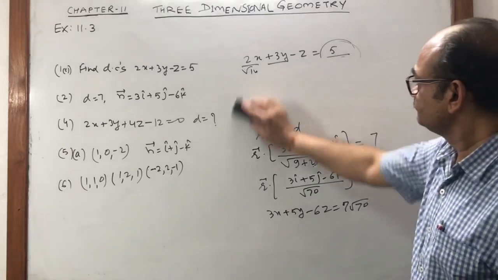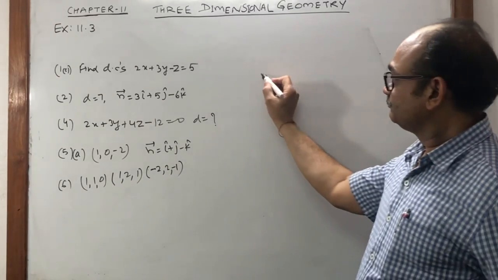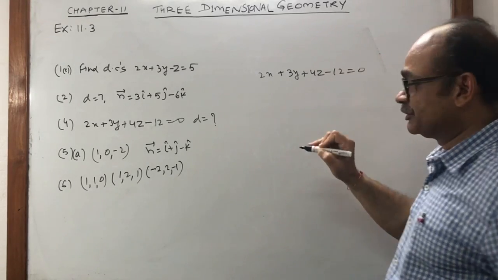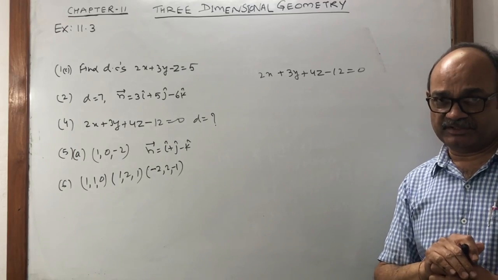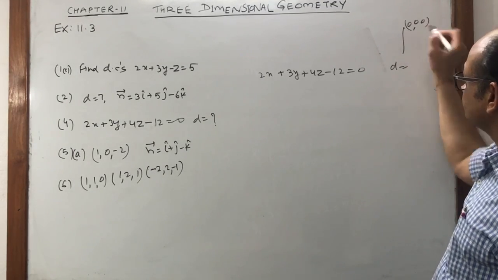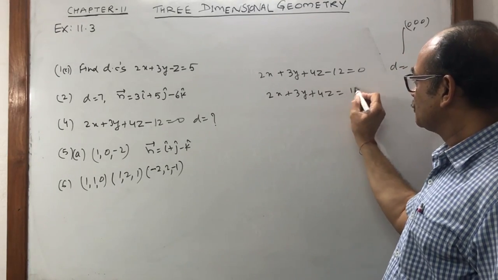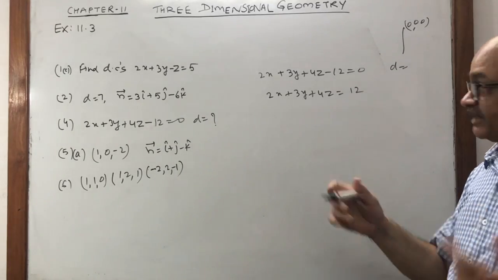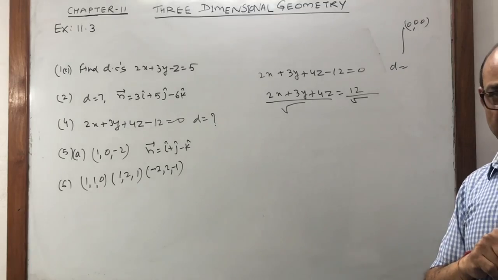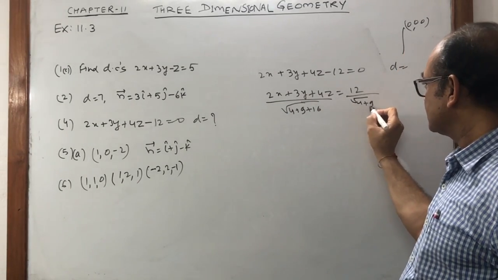Next sum, number 4. The general form is given. 2x plus 3y plus 4z minus 20 equals 0. We want to calculate the foot of the perpendicular, that is D, from the origin. So again, convert like the first sum, equals 12. Now we have to divide by the magnitude of the vector. 4 plus 9 plus 16.